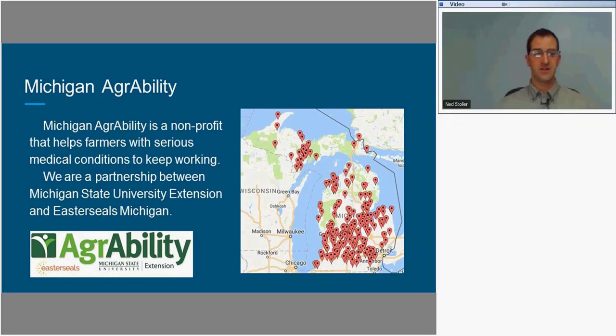So I am the Assistive Technology Professional for Michigan AgrAbility, and you can see our clients are spread far and wide throughout the state of Michigan. Michigan State University Extension and Easter Seals Michigan are the partners in our state project.